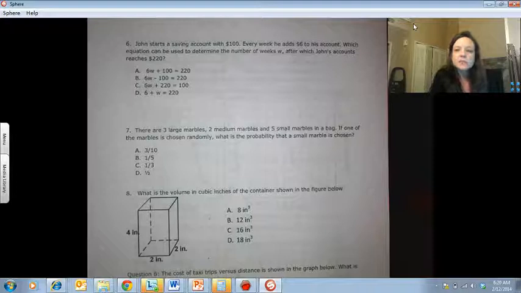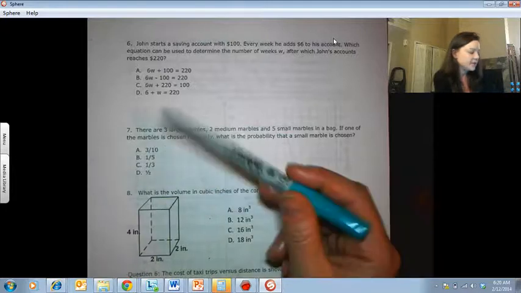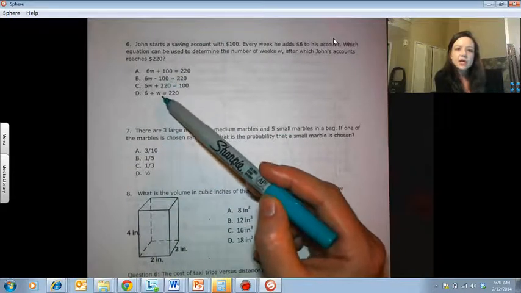So if you remember the corn maze, when we were trying to figure out the amount of money we got for the number of people coming, it was $8 per person. So it was 8 times n, the number of people. So here, it's $6 per week W. So the first part is going to be 6 times W, so the answer could be either A, B, or C. We can cross off D.